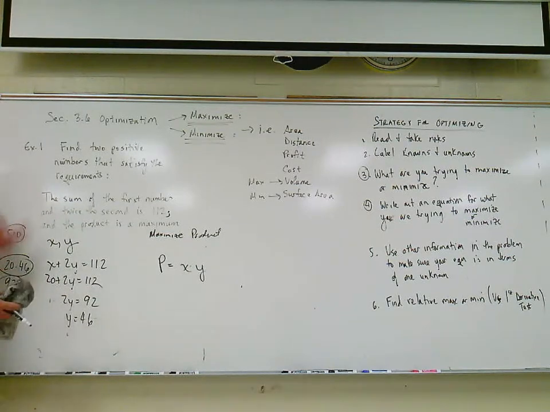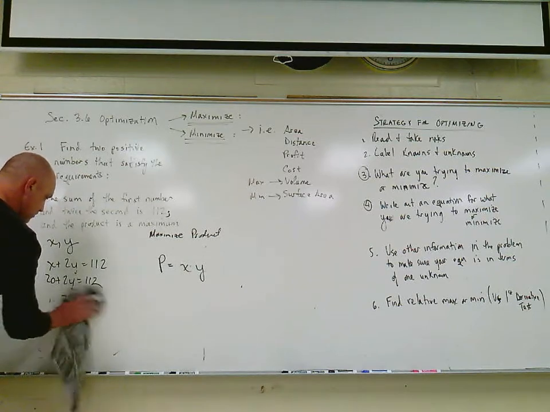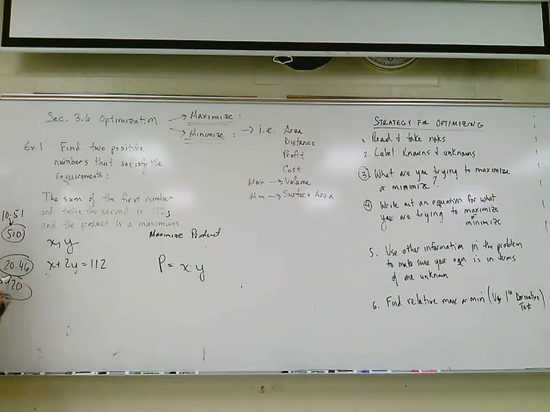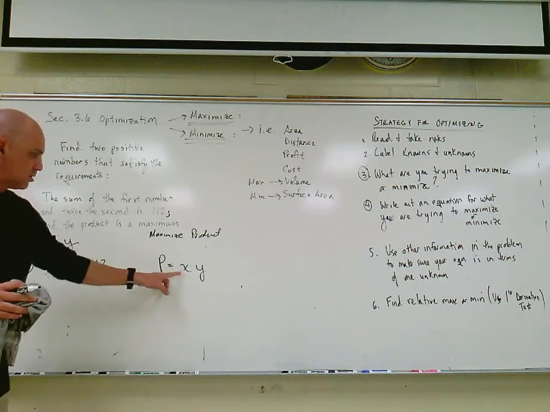We can't do this forever. I already know 20 and 46 were bigger than 10 and 51. With 10 and 51, those were the two numbers that meet this requirement, and that's their product. I don't want to keep doing that. It's going to take a while. So we want to maximize their product.